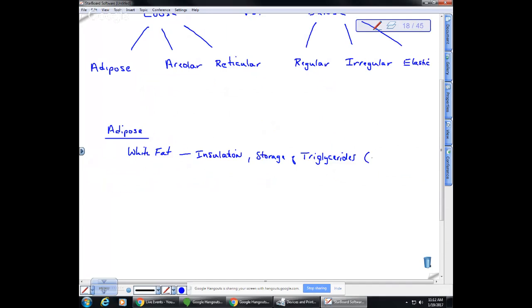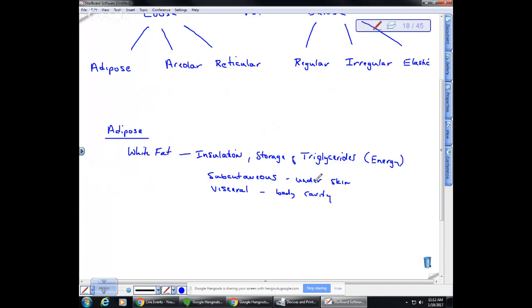So we'll say that these are energy. White fat, when we look at the insulation factor, can be subcutaneous, and that means that it is underneath the skin, or it could be visceral, and that means that it is in the body cavity. So this would be under skin, and this in the body cavity.